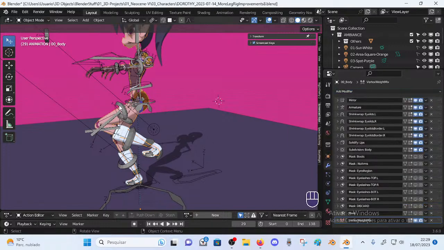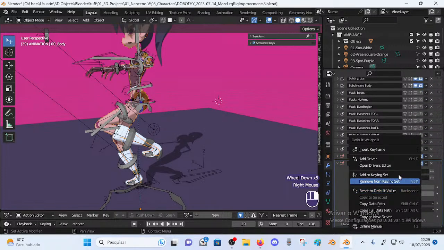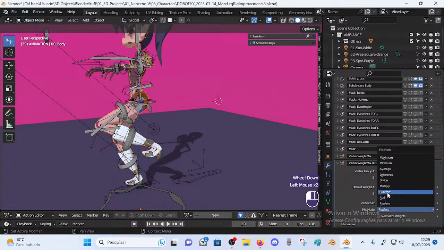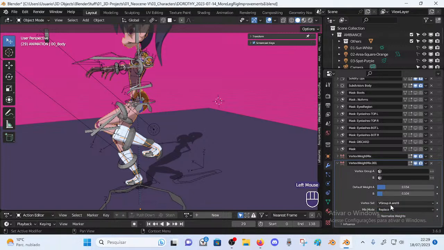So as the bone changes, oh yes, because we can add the driver to this stuff. So these sliders are the influence of each of the vertex groups that are placed here, and then we can make a difference. Yeah, I have to show that. So add, subtract, multiply. It's really versatile in some sense.